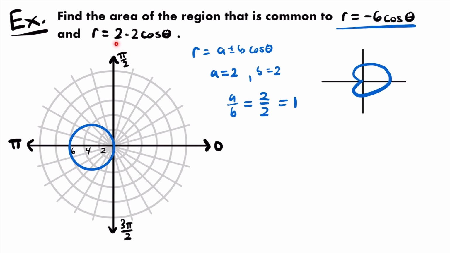But in this case, we have 2 minus 2 times cosine theta. So that means that our cardioid is going to be reflected about the vertical axis. So instead of looking like this, our cardioid will look like this instead.